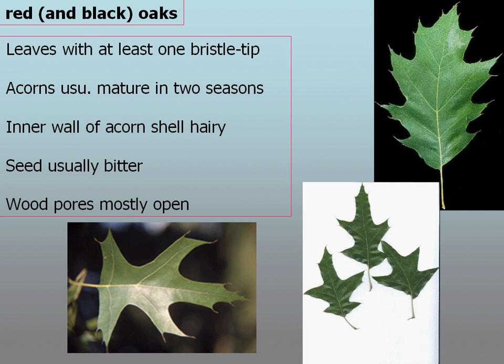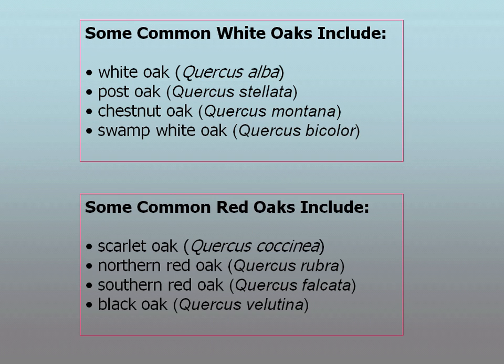Here are a list of some of the common white oaks and common red oaks that you would probably encounter in the forests of North Carolina and in the Southeast in general. White oak, of course, Quercus alba, the most common of the white oaks, and some of the common red oaks, northern red oak, southern red oak, and scarlet oak are all fairly common in the mountains, Piedmont, and coastal plain.